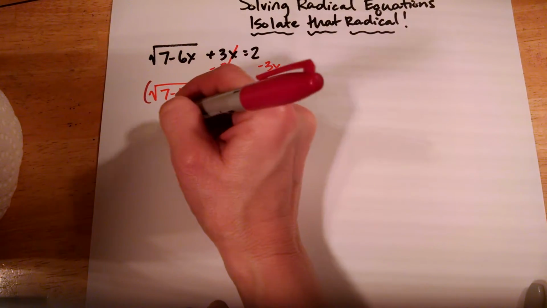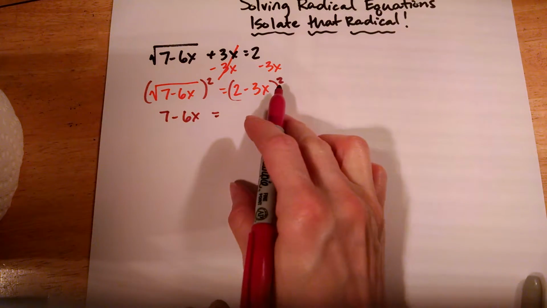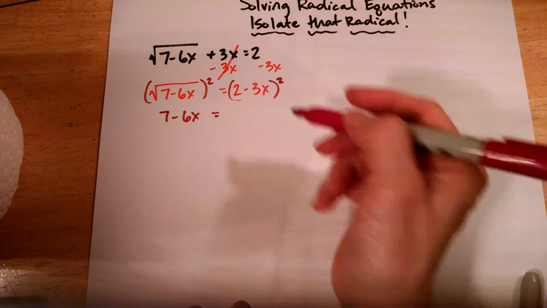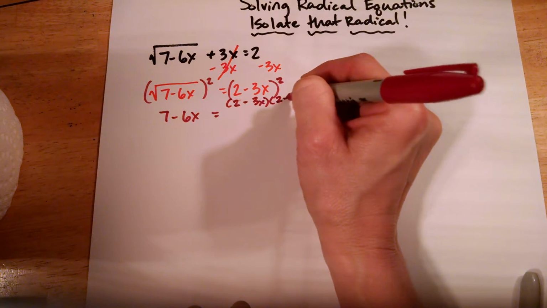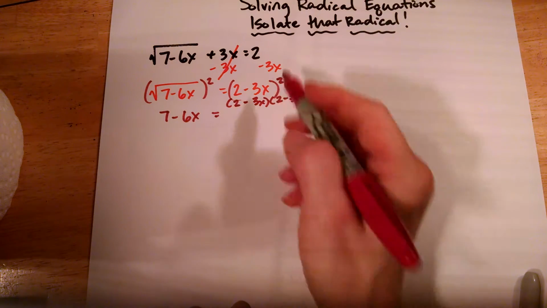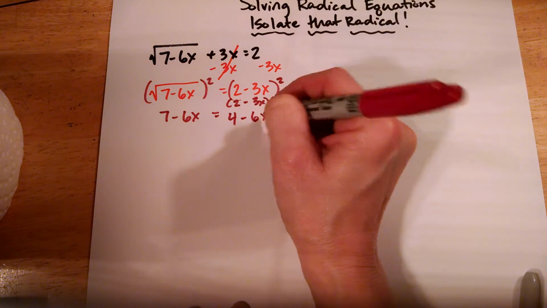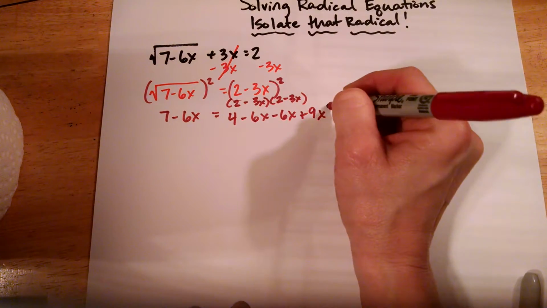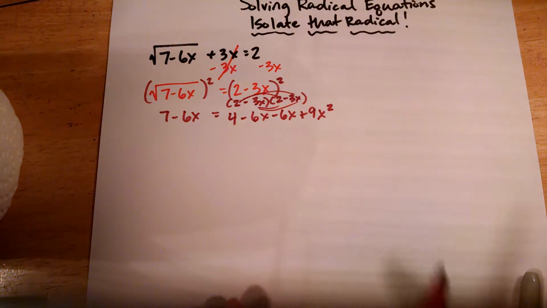So when I square it, it becomes 7 minus 6x equals, now remember that the exponent tells the base how many times you should write it down and multiply it. So I'm going to put a little small here, 2 minus 3x times 2 minus 3x. Okay, and I'm going to FOIL this thing out. So I'm going to go 2 times 2 is 4. 2 times negative 3x, negative 6x, negative 6x again, and plus 9x squared. Okay, so I did all my little foiling stuff, and I've got those terms there.